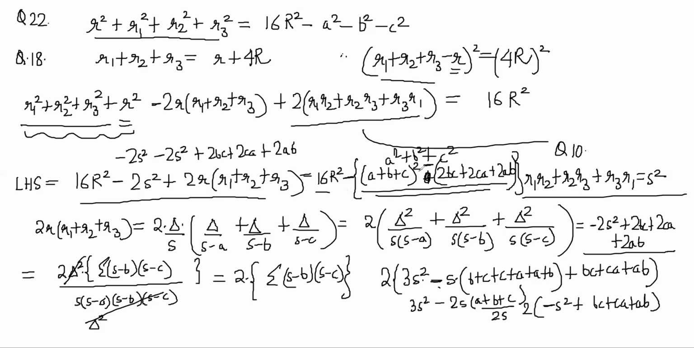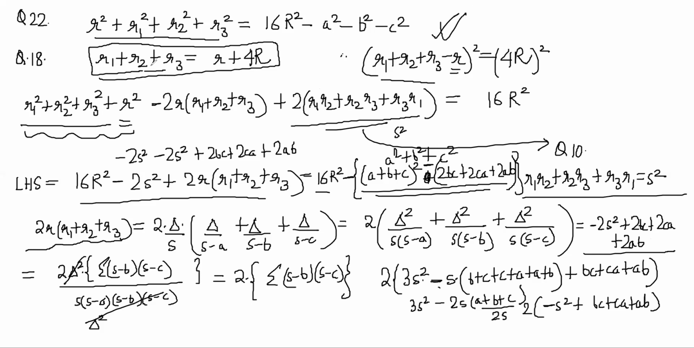You understand? So basically, you have to use question number 10 here for s square, and you have to use question number 18 here, square the whole thing, use question number 10 for the s square, and then simplify the one term that comes. It perfectly works out, and this identity comes. Right? Okay.